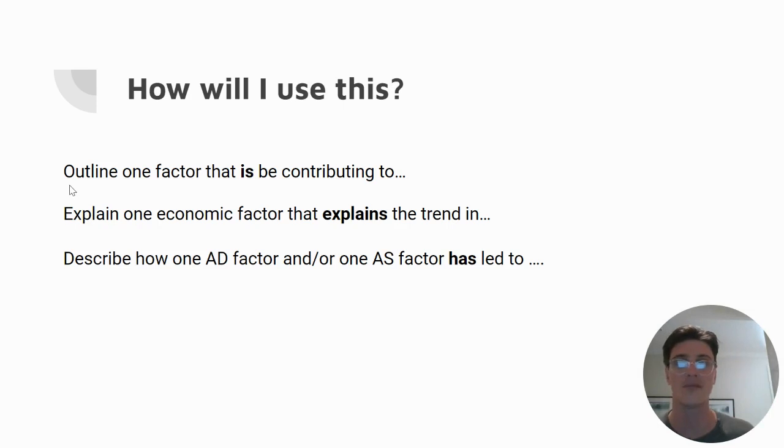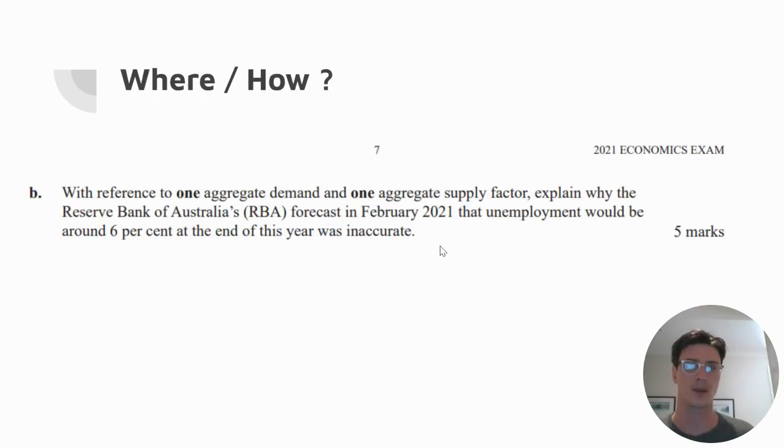So: outline one factor that is contributing to anything we've just discussed. Explain one economic factor that explains the trend in something, or describe how one AD or one AS factor has led to XYZ. Note that these questions are saying what is driving it, what did explain it, what has led to it. So it's not a theoretical question. It's asking you to tell the assessor, the examiner, what actually happened in the Australian economy.